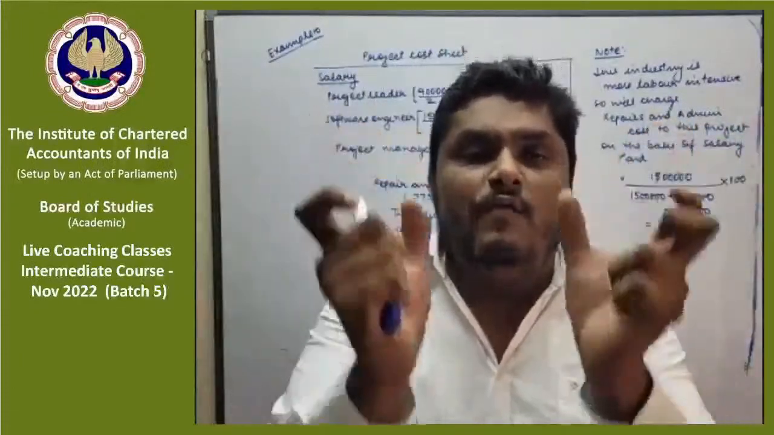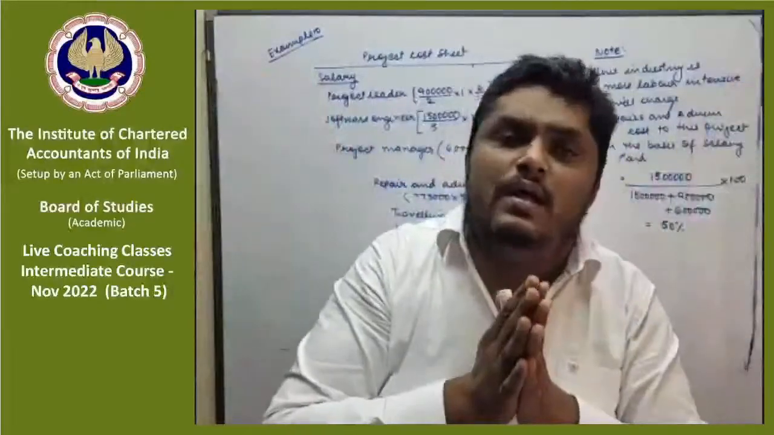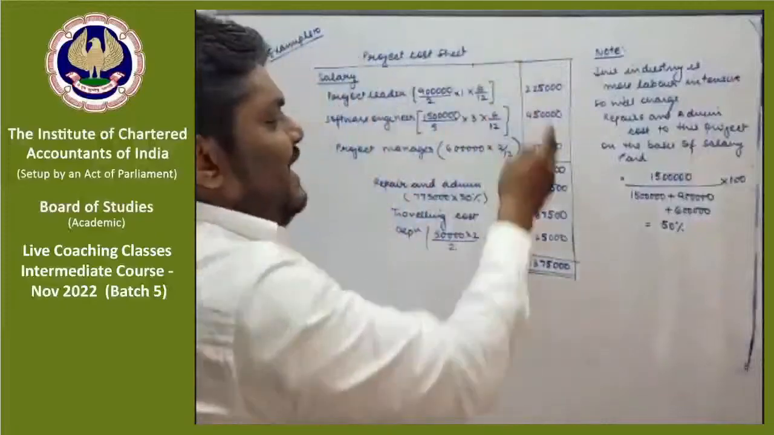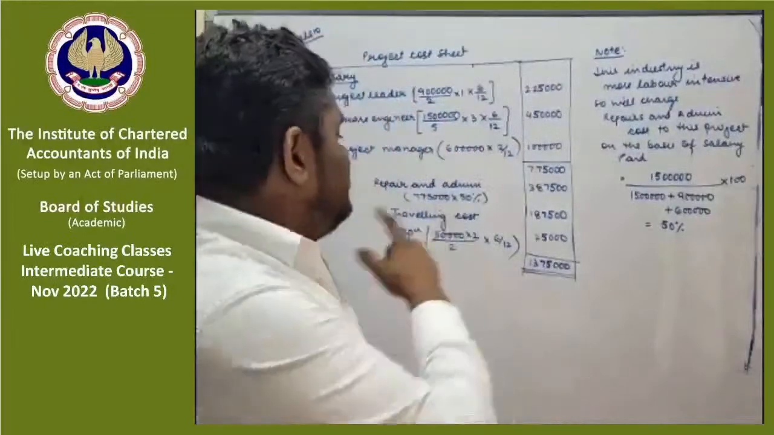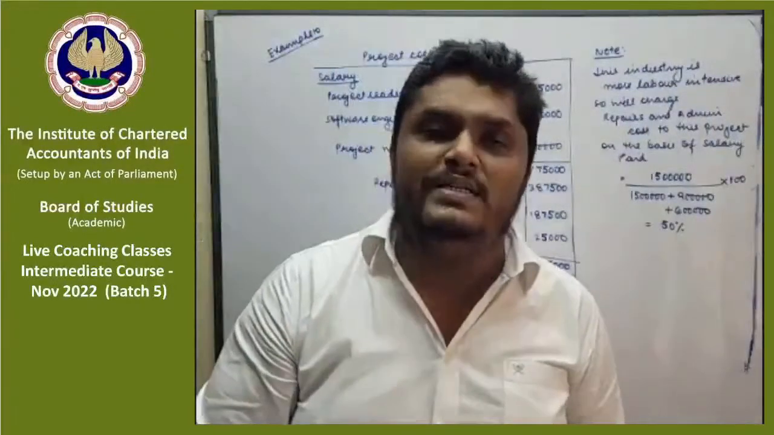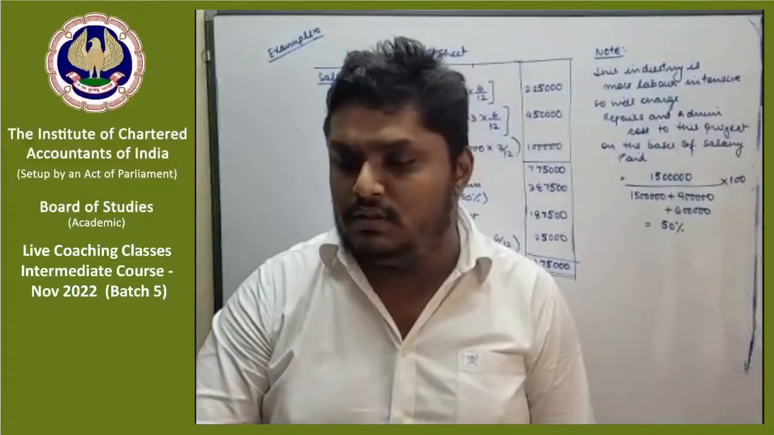It means for whatever the salary paid, 50% is the overhead that we need to charge to the project. So here my salary paid is 7,75,000 into 50%. So this is how the repair and administration overheads are charged to this project, plus the traveling cost, plus the laptop cost.